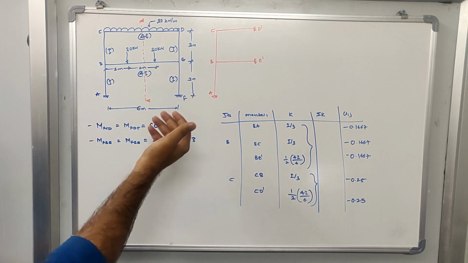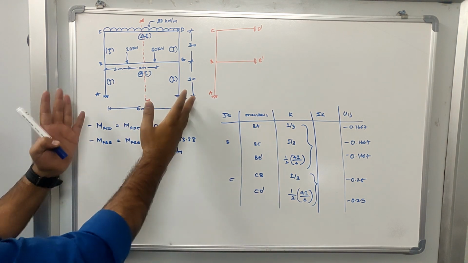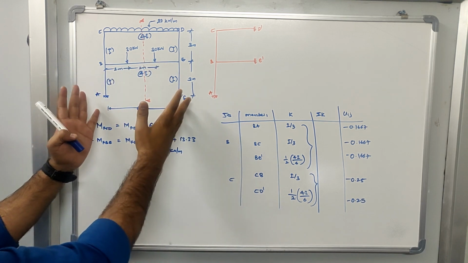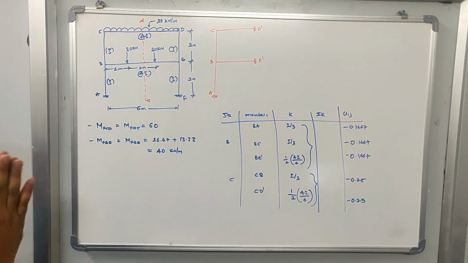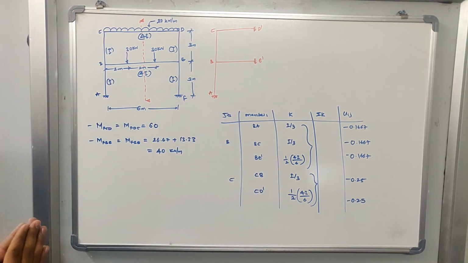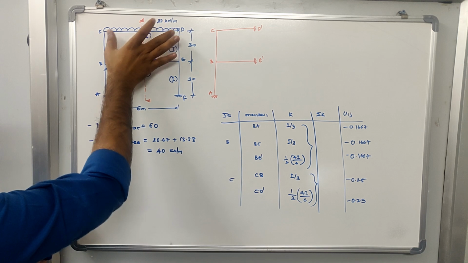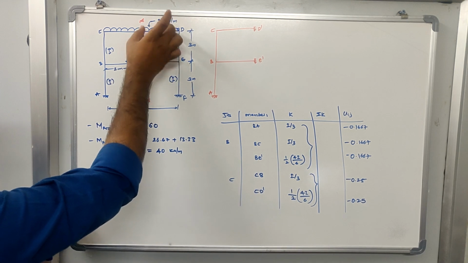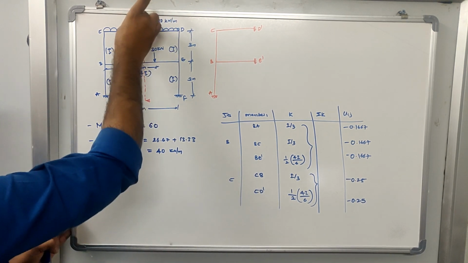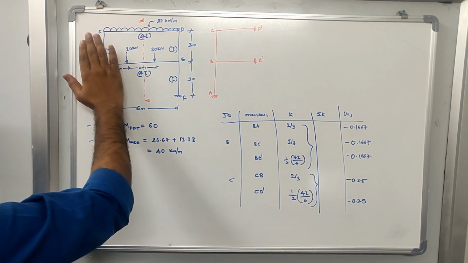What we need to understand here is, in Kani's method, whenever we find a symmetric frame, we can simplify the given frame while analyzing. So what we can do is take a section exactly at the axis of symmetry, at the center. If the length of the beam is 6 meter, exactly at 3 meter, we need to draw a line. This will create a section, which will separate the two symmetrical parts of the frame.